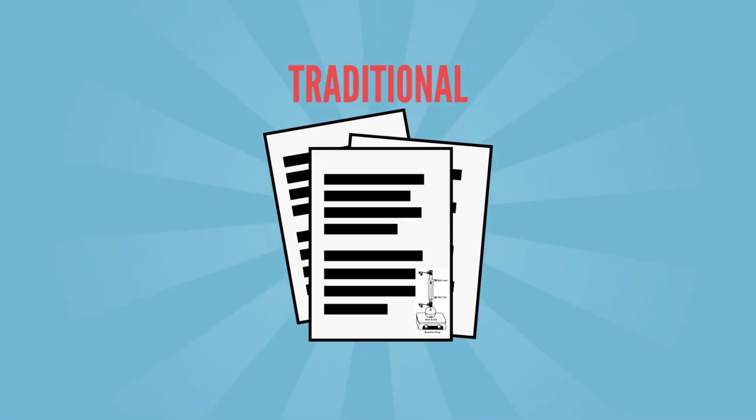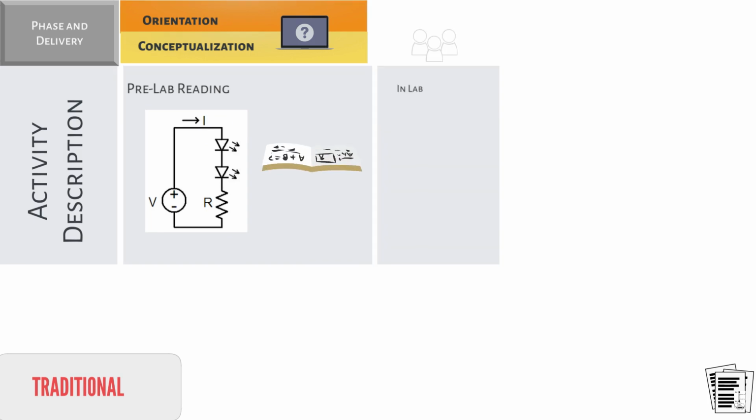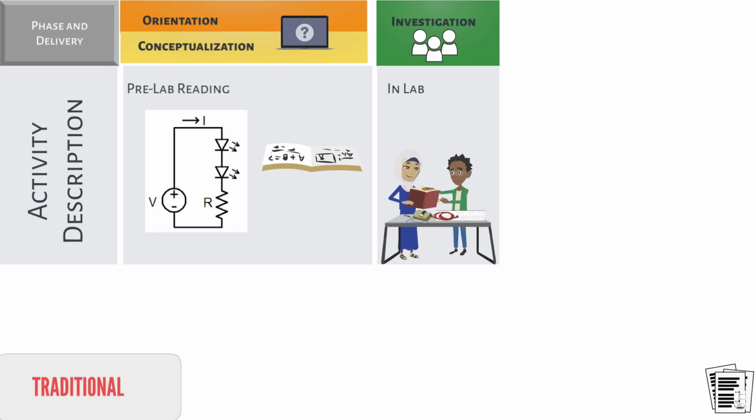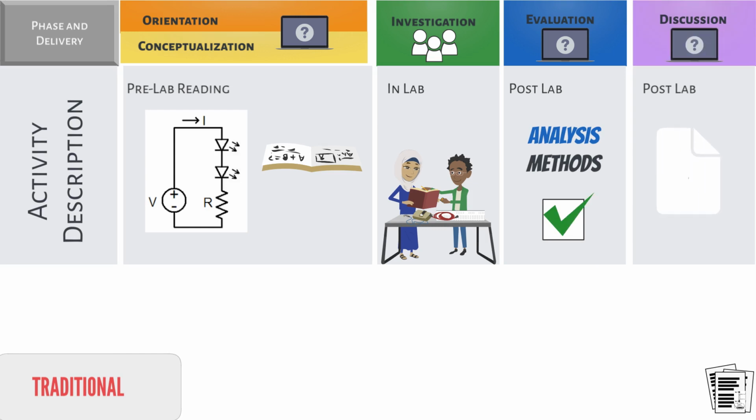Let's start with a traditional electronics lab. Our example originally consisted of a pre-lab reading, where students were given a circuit diagram and theory describing how it should work. Once in the lab, students followed a detailed lab manual outlining the steps to build and test the circuit and what data to record. After the lab, students applied suggested data analysis methods and completed a lab report following the template.